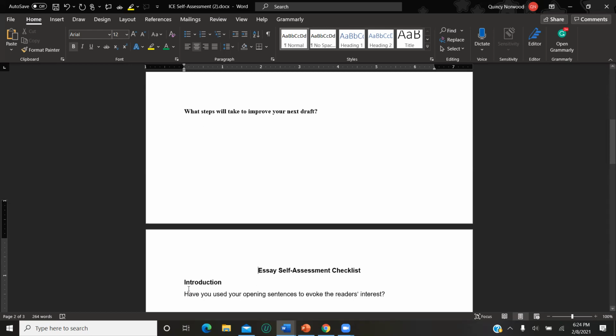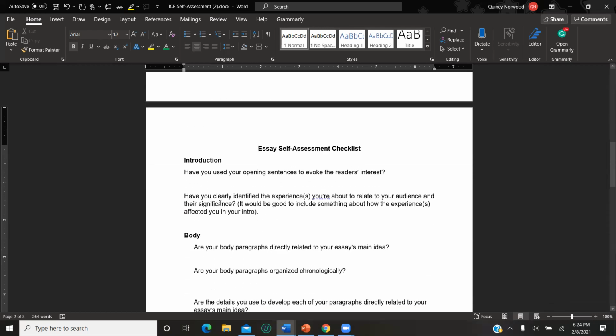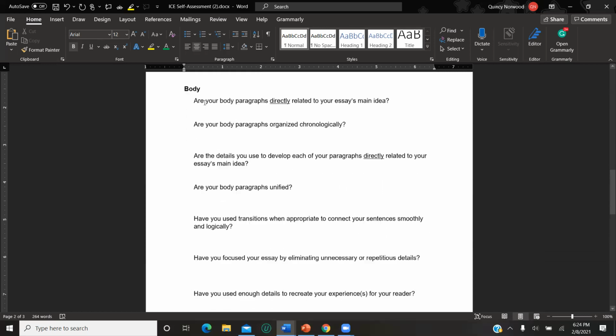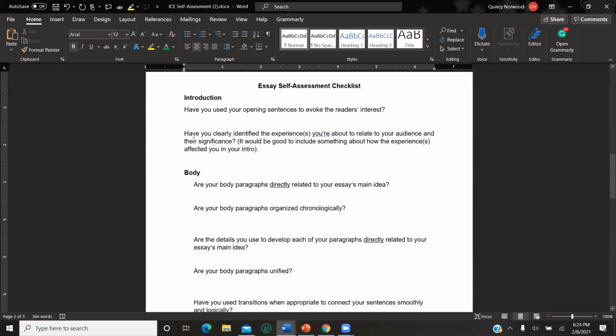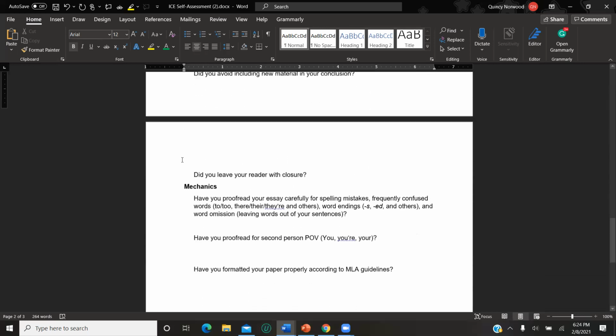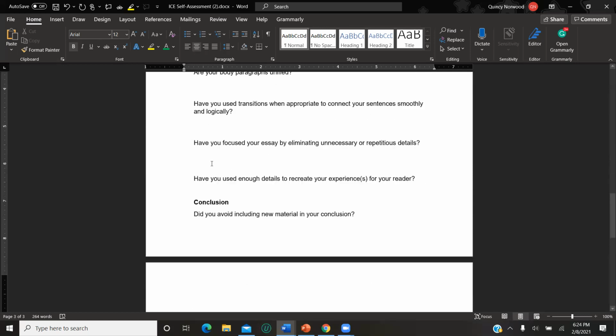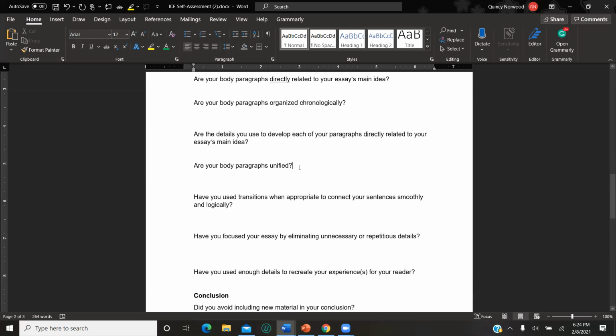Okay. And then the bottom of this, or the remaining pages, are just like a checklist. This is just stuff to keep in mind before you submit your rough draft, or excuse me, draft number 2, which is still a rough draft. Okay. Have you used your opening sentences to evoke? Have you captured your readers' interests? Okay. And then you can kind of go through. It's just broken down into sections: intro, body, conclusion, mechanics, all that. Okay. And then these you can yes, no these.